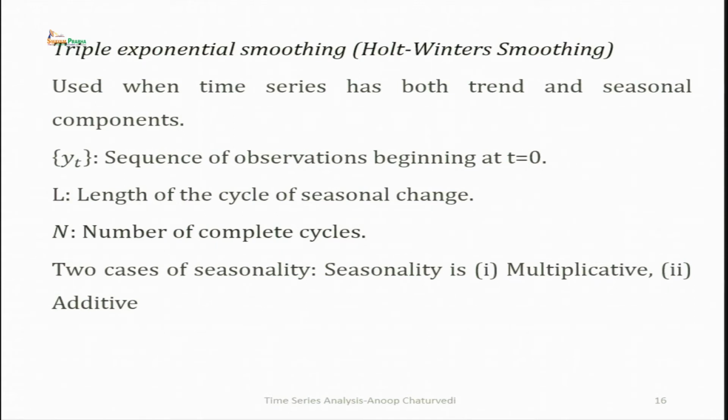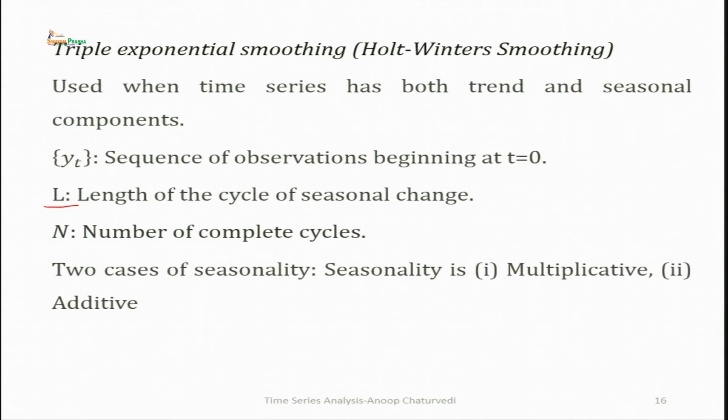we have a sequence of observations beginning at time t equal to 0. L is the length of the cycle of seasonal change. We assume that this length of the cycle of seasonal change, L, is known. It may be a quarter or it may be a month. Then n is the number of complete cycles. Then we consider two different cases of seasonality: when the seasonality is multiplicative and when the seasonality is additive.